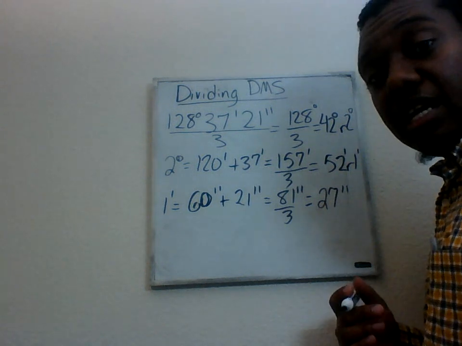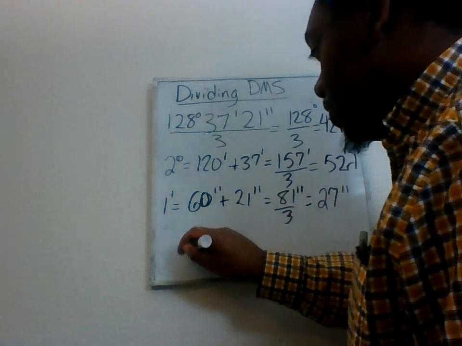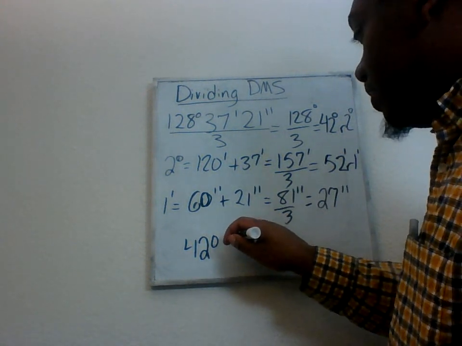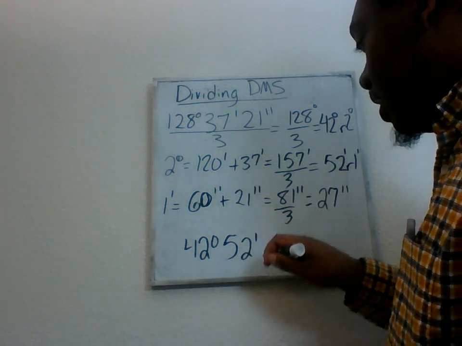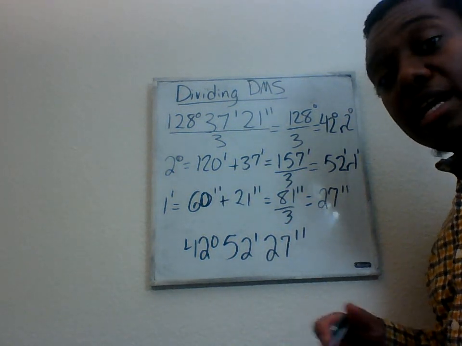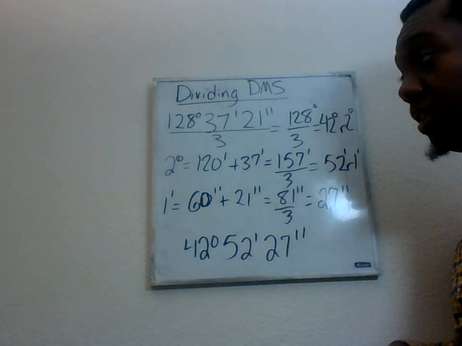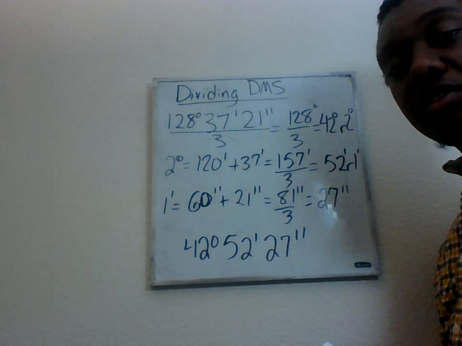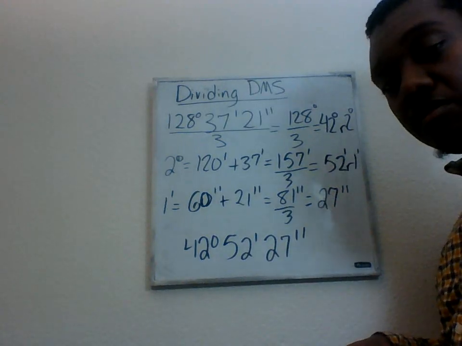So let's put everything together now. We had 42 degrees. We had 52 minutes, and then we had 27 seconds. And that is our answer when we do 128 degrees, 37 minutes, and 21 seconds divided by 3. This is what we end up with.